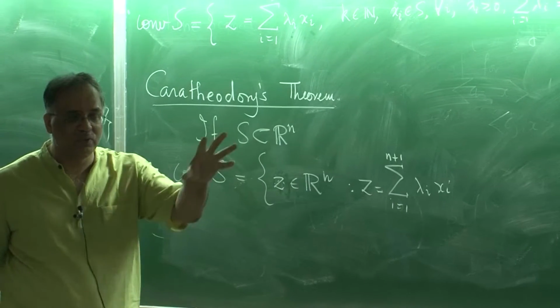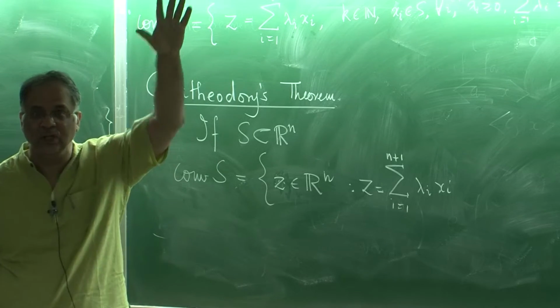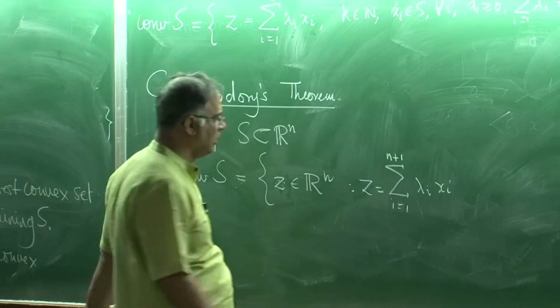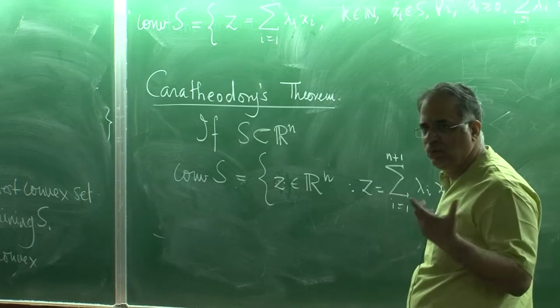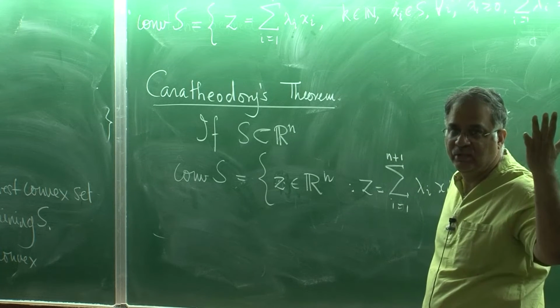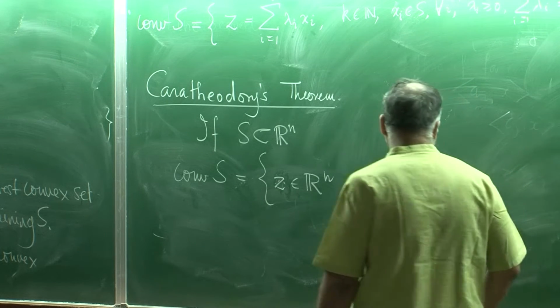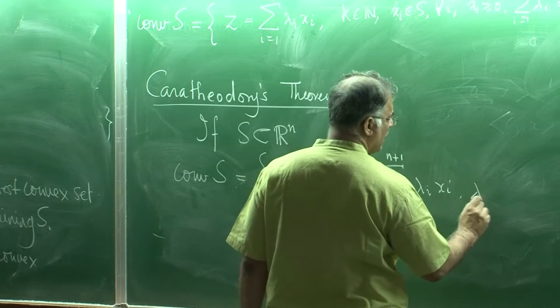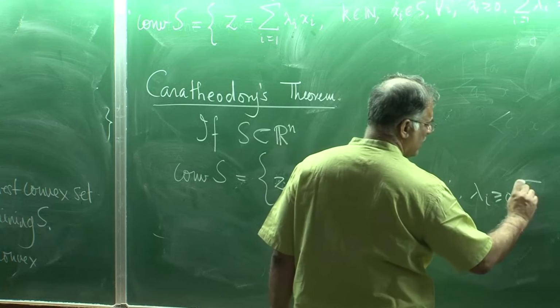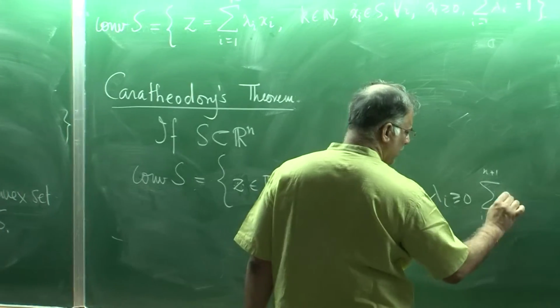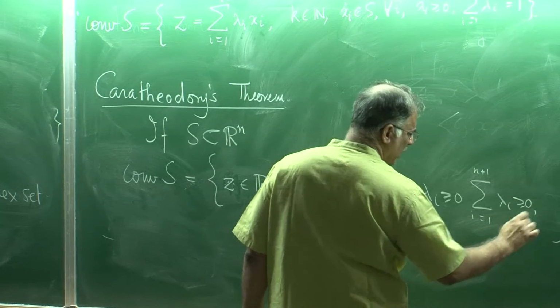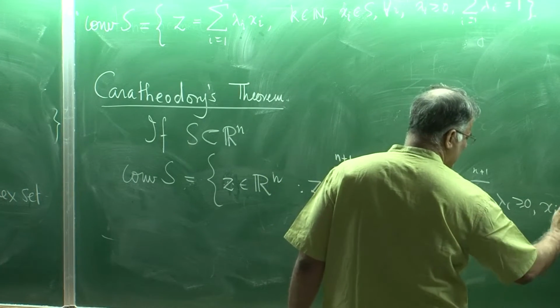You do not have to say first with 2 elements, then with 3 elements, then with 20 elements, then with 10,000 elements, it is not like that. So, just with n plus 1 elements. If I am in 2 dimensions, I will just need 3 elements, right. So, lambda i, obviously lambda is greater than or equal to 0 and summation i equal to 1 to n plus 1 lambda i is equal to 1, and the xi's are elements of S.